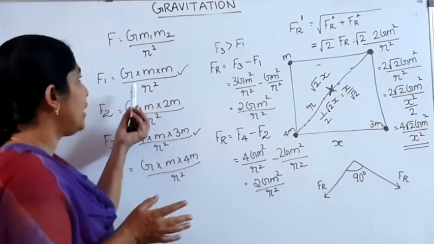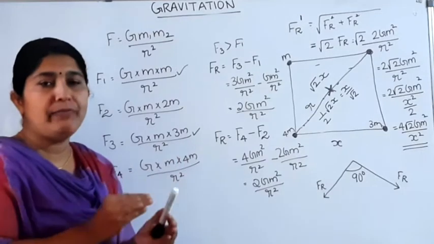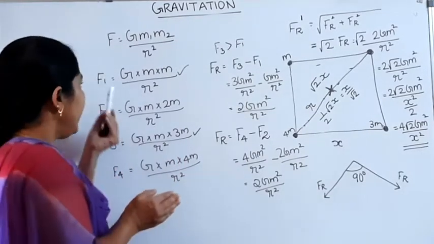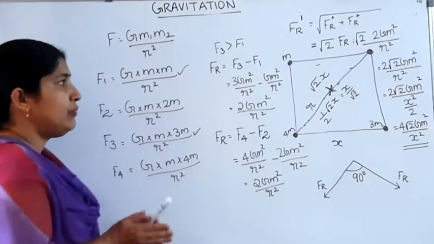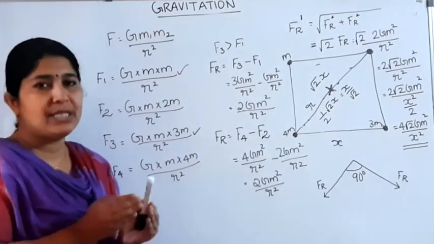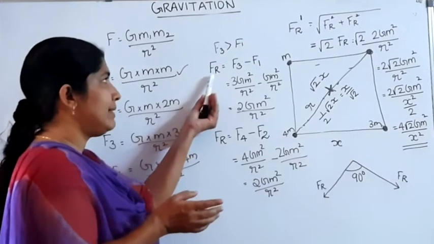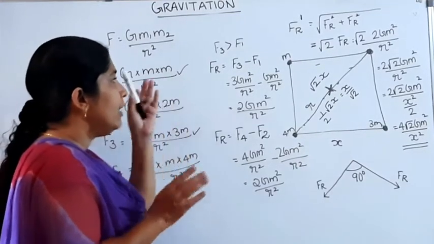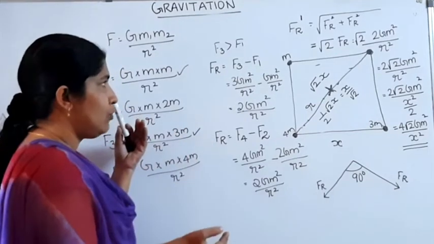Okay, first of all, find out what are the forces exerted on the mass m which is placed at the center. F1, F2, F3 and F4 are the 4 forces acting on the body of mass m. Then we want to find out the resultant. To find the resultant, we want to consider which one is greater.